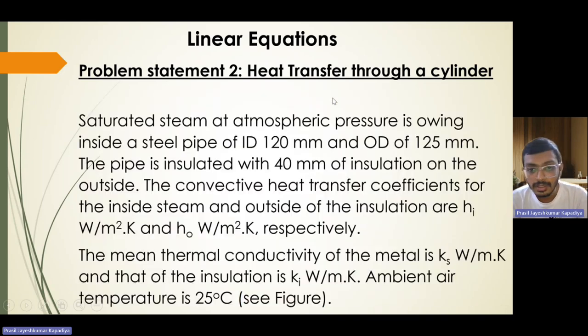So the convective heat transfer coefficients for the inside steam and outside insulation are Hi watt per meter square Kelvin and H0 watt per meter square Kelvin respectively. The mean thermal conductivity of the metal is Ks. So we are just told the metal's conductivity is Ks, that is steel, and that of insulation is Ki. Ambient air temperature is 25 degrees Celsius.